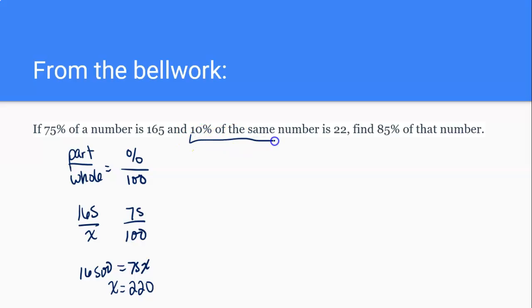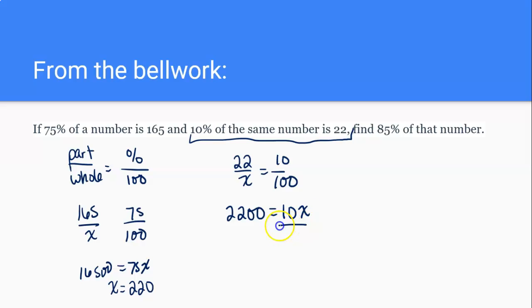I don't actually need this. It is unimportant information to me, but just to double check, 10% of that same number is 22. Let's see if we get the same number. So that is 220 equals 10x. Divide both sides by 10. Guess what? I get x equals 220.